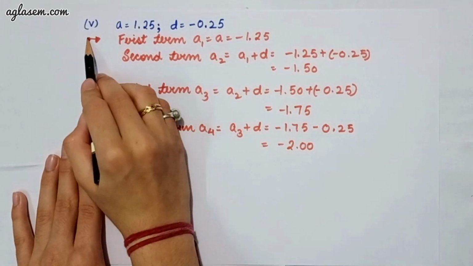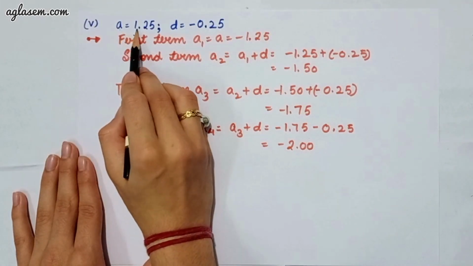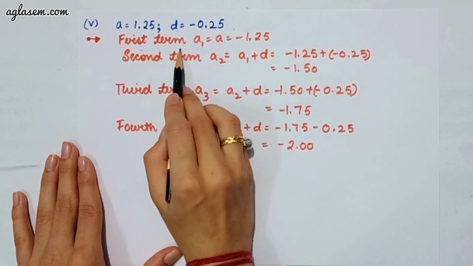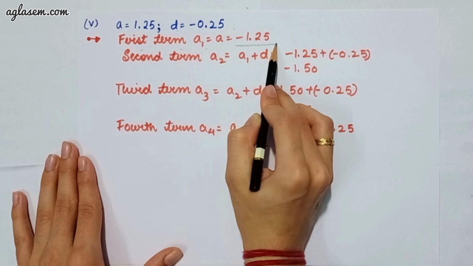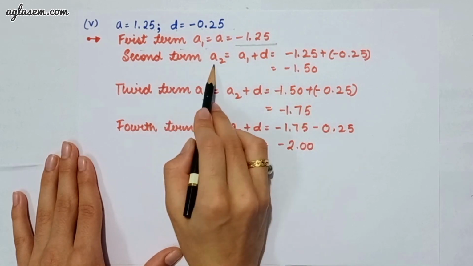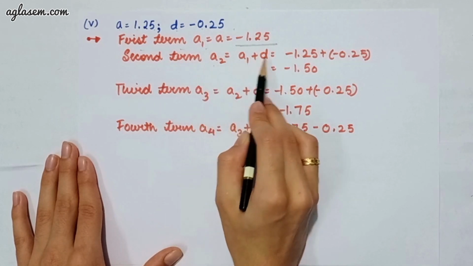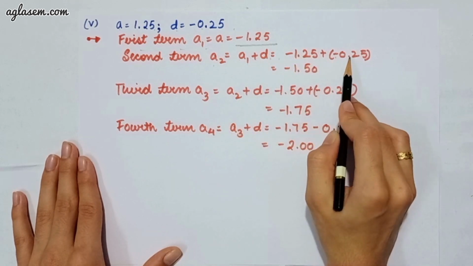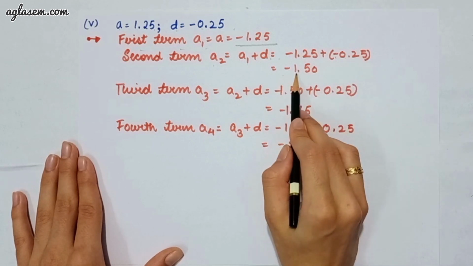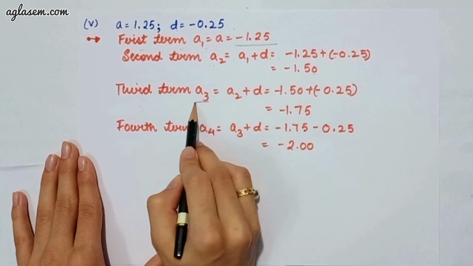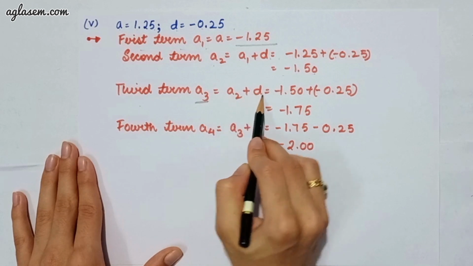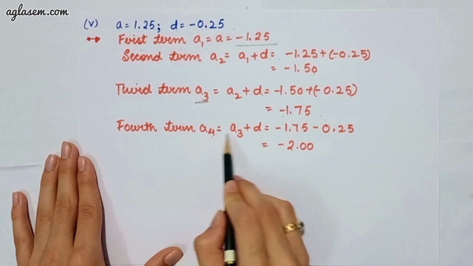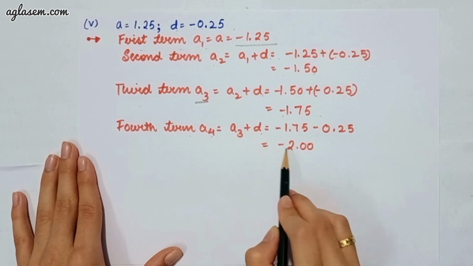Moving to our fifth and last part, which says a as minus 1.25 and d as minus 0.25. So here we know the first term, that is a1, which is given to us, that is minus 1.25. Second term, that is a2, we can find as a1 plus d, that is equal to minus 1.25 plus in bracket minus 0.25, that will give you minus 1.50. Third term, that is a3, by adding a2 plus d, will give you minus 1.75. Fourth term, that is a4, by adding a3 plus d, will give you minus 2.